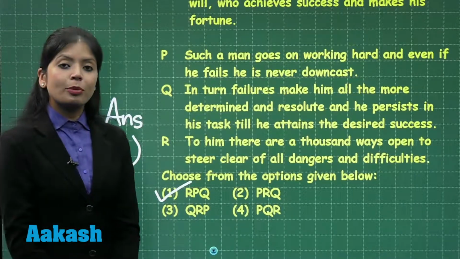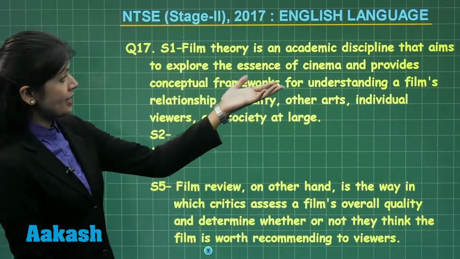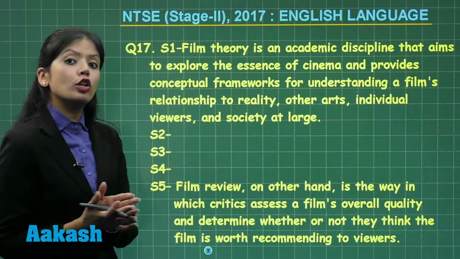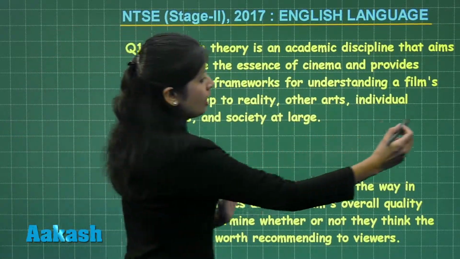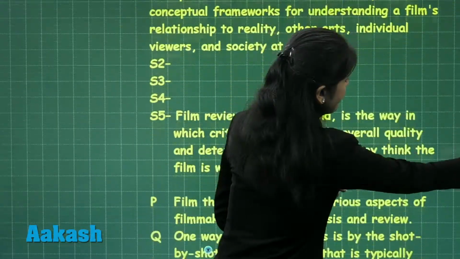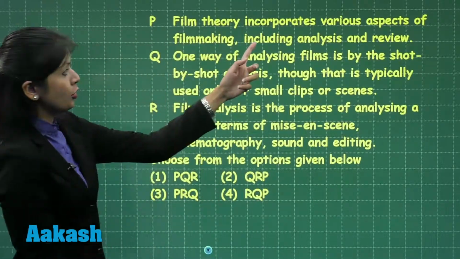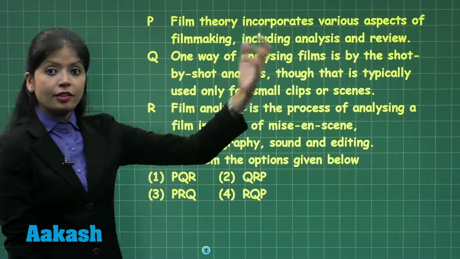Let's look at question number 17. It begins with the idea of film theory, defines it as an academic discipline. So it obviously hints that the following sentences will also focus on the idea of film theory. When we look at the three sentences given to us, you have P saying film theory incorporates various aspects of filmmaking, including analysis and review.